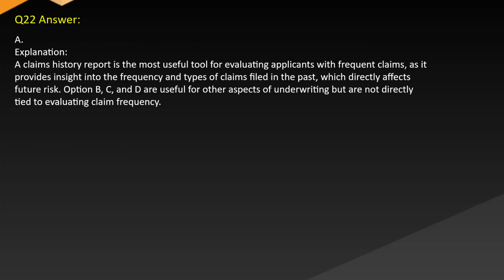Answer: A. Explanation. A claims history report is the most useful tool for evaluating applicants with frequent claims, as it provides insight into the frequency and types of claims filed in the past, which directly affects future risk. Option B, C, and D are useful for other aspects of underwriting, but are not directly tied to evaluating claim frequency.